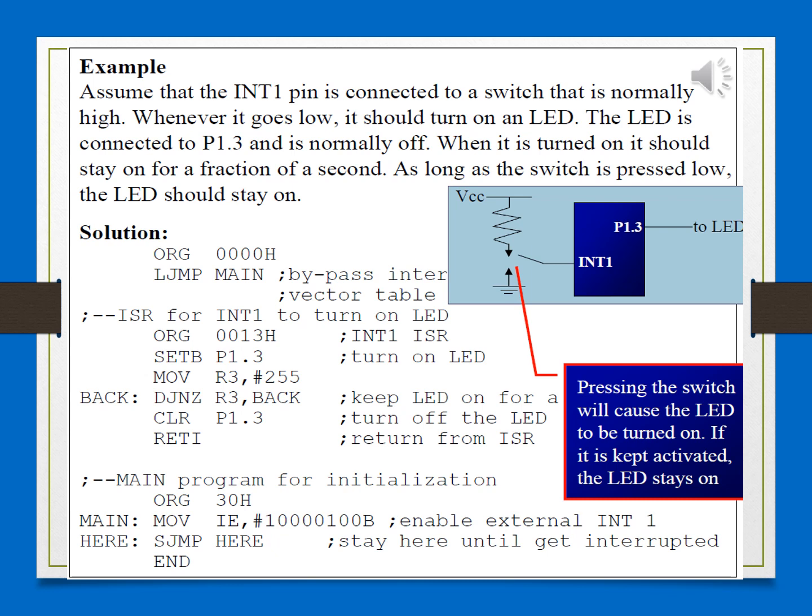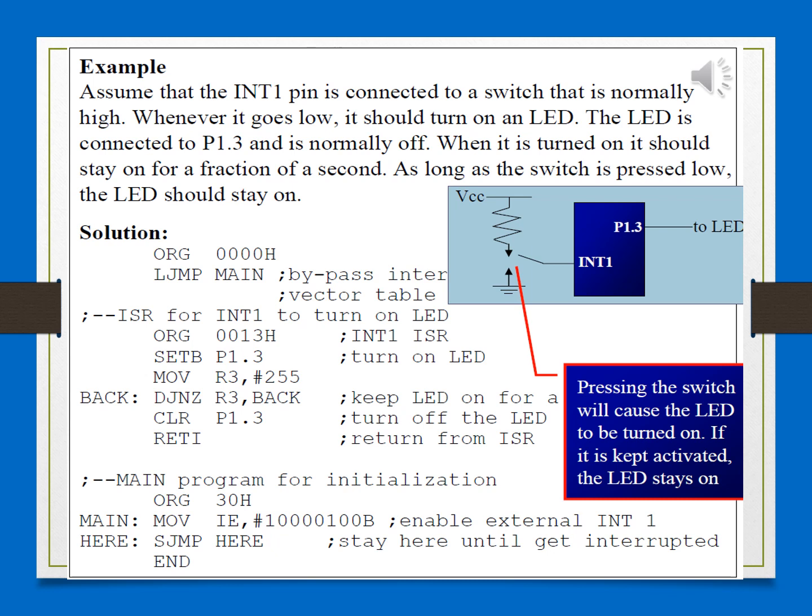Try to analyze this program. Assume that the interrupt 1 pin is connected to a switch that is normally high. Whenever it goes low, it should turn on an LED. The LED is connected to P1.3 and is normally off. When it is turned on, it should stay on for a fraction of a second. As long as the switch is pressed low, the LED should stay on.